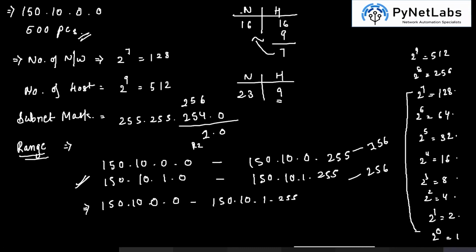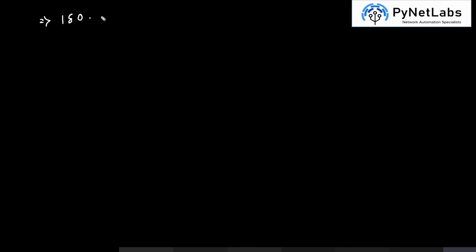So now I want you guys to do one for me and let's see how it goes. Are you guys ready? Okay. So we still have the same IP 150.10.0.0 and I want you to do this for 1000 pieces.